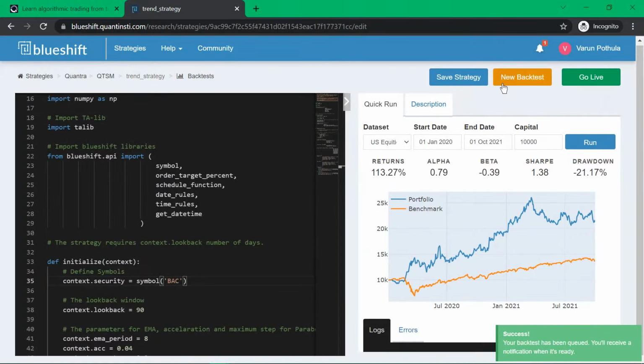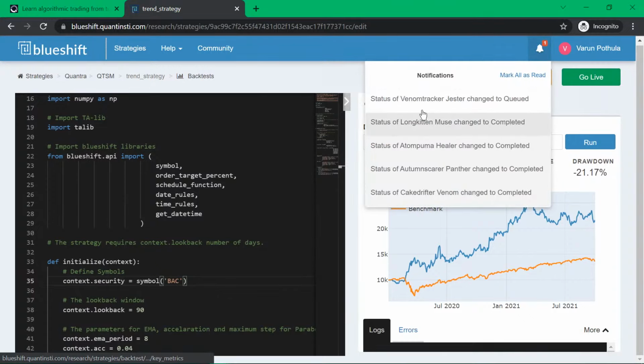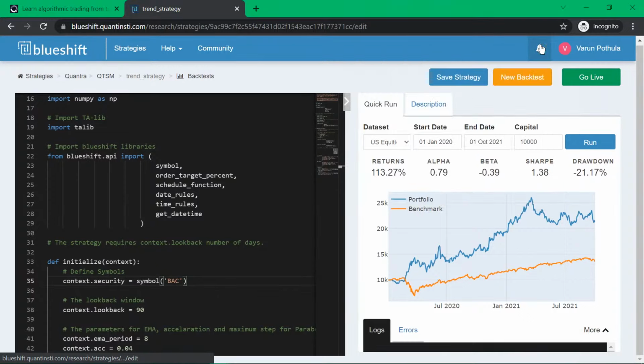So once you selected the options, you're going to get a notification that the algorithm is on queue. Once the complete backtest is done, again you're going to receive a notification and you can click there to access the backtest results. As I said, this is a quick run so you will just get the plot and important performance metrics like Sharpe ratio, alpha, beta, drawdown, and returns.